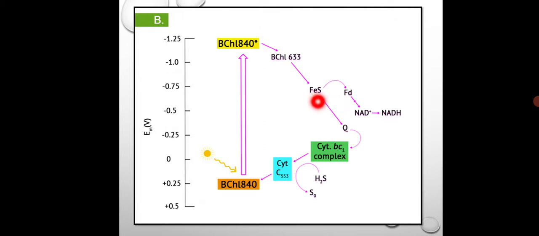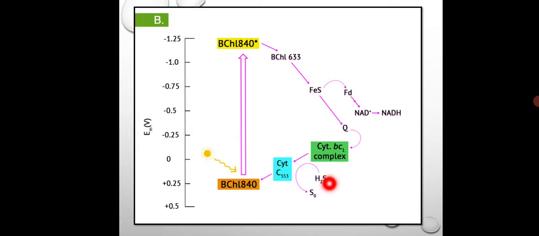So from this iron sulfur cluster, electrons get transported to the quinone, from quinone to the cytochrome bc1 complex. From the cytochrome bc1 complex, it enters the cytochrome c553 complex, and then back to the ground state. Energy becomes low, as it is the negative value. See the value here, it plays a very important role. From negative to positive. Positive indicates that it can accept electrons. It doesn't have electrons, so it accepts electrons from another source. And here the source is hydrogen sulfide.